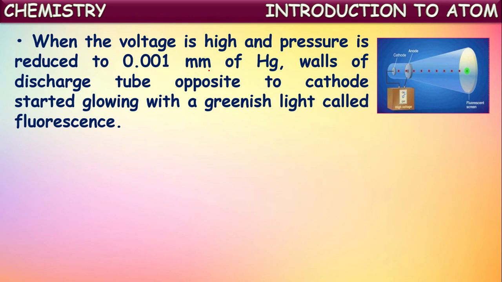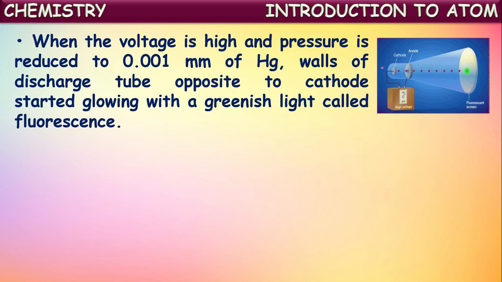Almost, we can say, very few molecules of gas remained inside the discharge tube after evacuating. In that way, he reduced the pressure of the gas inside the discharge tube to a very low pressure, nearly 0.001 mm of Hg. At this pressure, by passing high voltage current, the gas inside the discharge tube started to conduct electricity. And then he observed that the walls of the discharge tube opposite to the cathode.